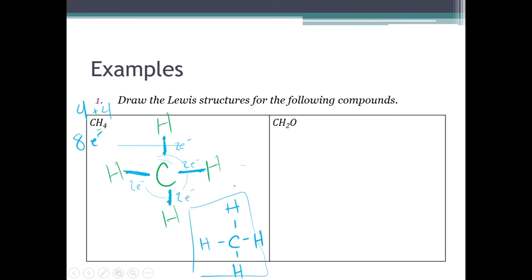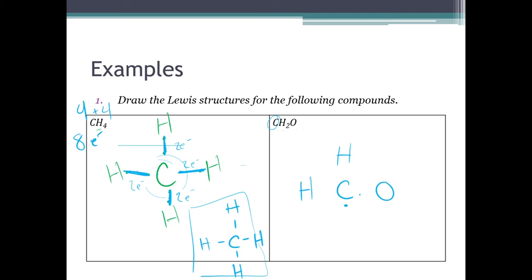Okay, looking at our next one here. We've got CH2O. Step 1 is to figure out the central atom. We know it cannot be hydrogen, so it's down to carbon or oxygen, and we should choose the less electronegative one, which is carbon. So we'll put carbon in the middle, and we'll sort of arrange our two hydrogens and our oxygen around it. Then we'll draw each individual Lewis structure.